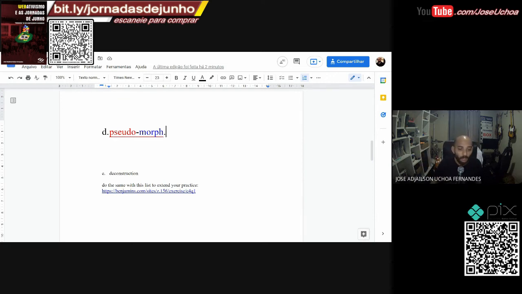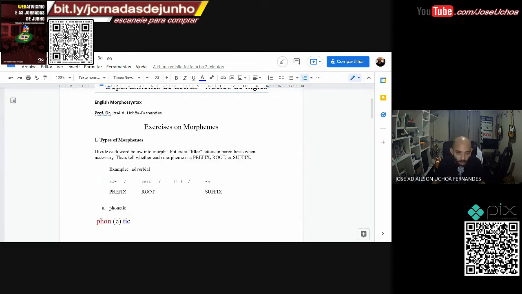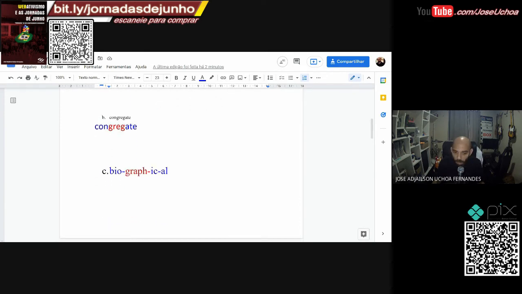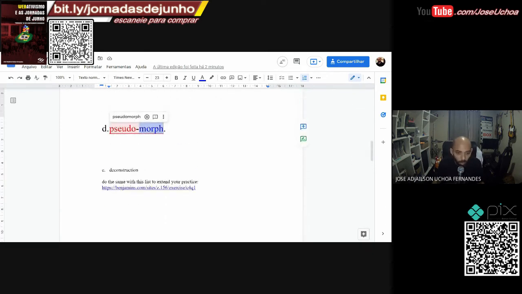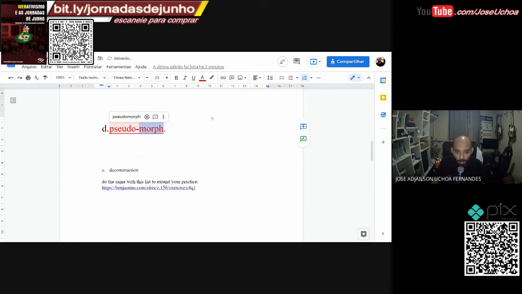Okay? Now, morph, is it a word itself? Yes, it is. When I say in the exercise here in the directions, divide each word below into morphs, you know that each unit in color that you can see here is a morph. So a morph is something that really exists in the world, at least for us, taking the perspective of morphology.